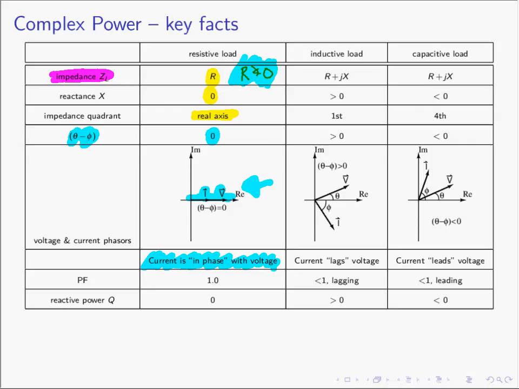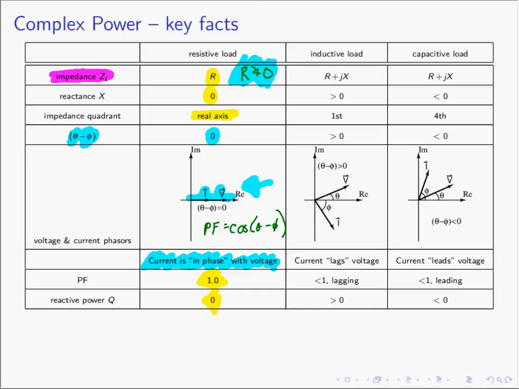Now, of course, remember that the power factor is written as the cosine of theta minus phi. Of course, theta and phi are the same thing, so theta minus phi is 0, and the cosine is 1. The power factor of a resistor is 1.0, and there is no reactive power in a resistor because theta and phi are the same.